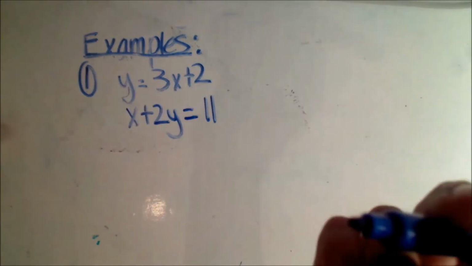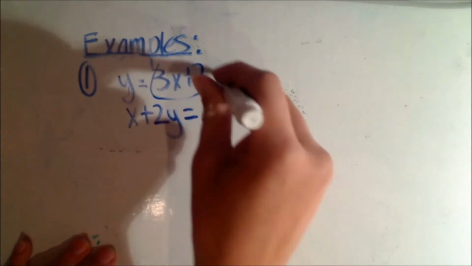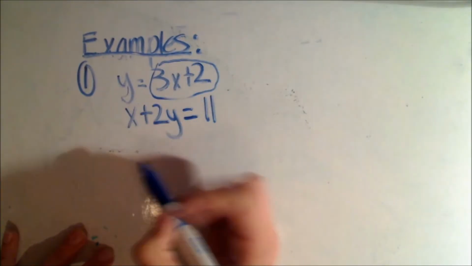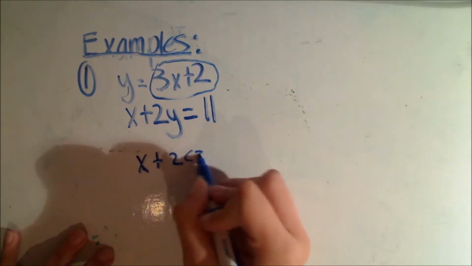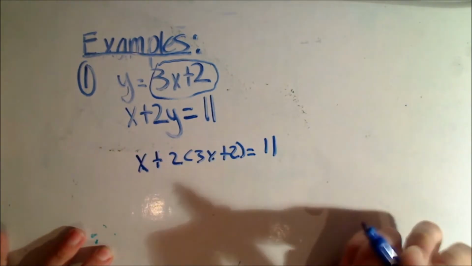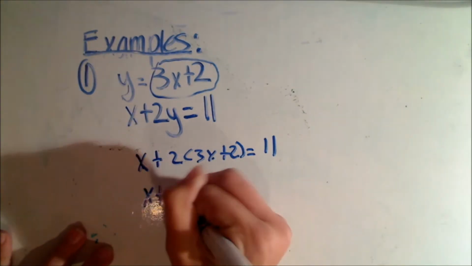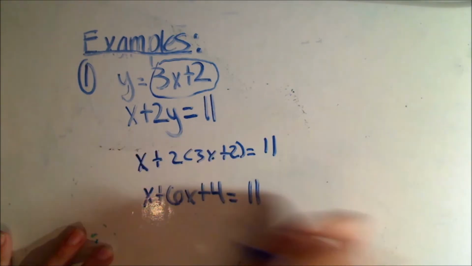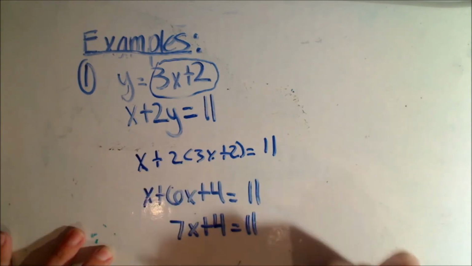So, first off, we have to realize that y really is 3x plus 2. So what we're going to do is plug that in down here for y. So it's going to be x plus 2 times (3x plus 2) equals 11. Now just distribute, so it's going to be x plus 6x plus 4 equals 11. So that's really 7x plus 4 equals 11.